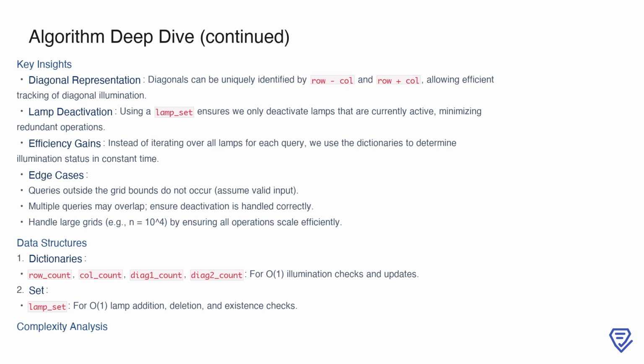Second, by using a lamp_set, we ensure that we only deactivate lamps that are currently active, avoiding unnecessary operations. These optimizations enable us to determine whether a cell is illuminated in constant time using the dictionaries. Handling edge cases is also important. For instance, we assume valid input, so queries outside the grid bounds do not occur. For overlapping queries, we ensure proper handling of lamp deactivation to maintain accuracy. The algorithm is designed to scale efficiently, even for large grids with dimensions up to 10,000.